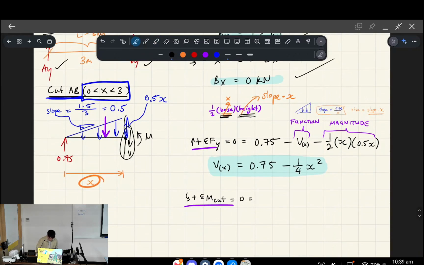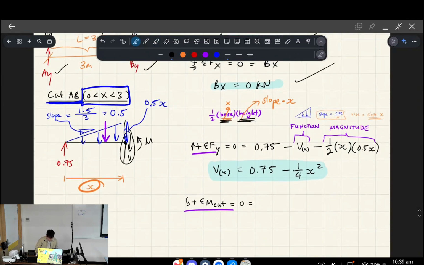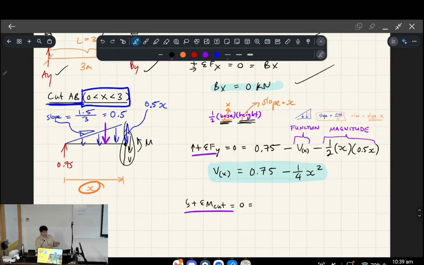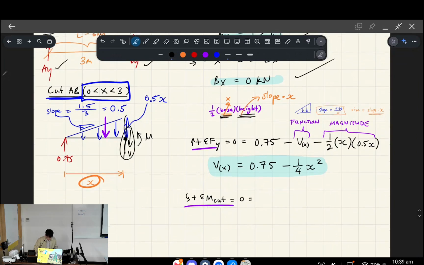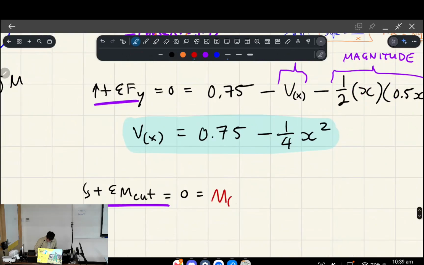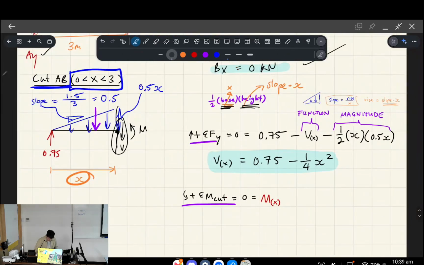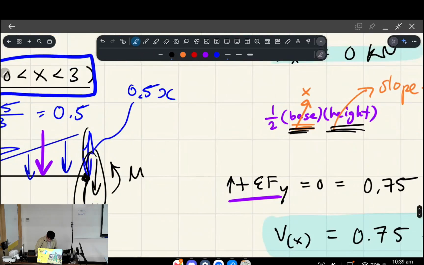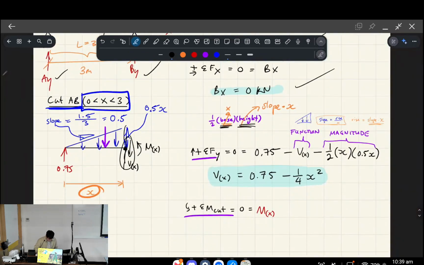Okay, the next thing is moment. So if you think about this free body diagram again, what we're going to do is take the sum of the moments about the cut. The first thing is that you've got a counterclockwise moment, so it's going to be positive, and this is a function of x. So that's that thing resolved.